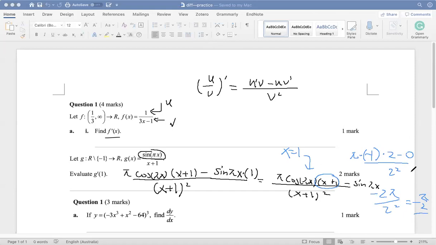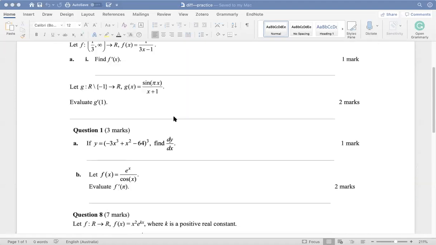Essentially this one tests our quotient rule, chain rule, and again the special angles for circular functions. So they combine at least 3 pieces of knowledge for this type of question.